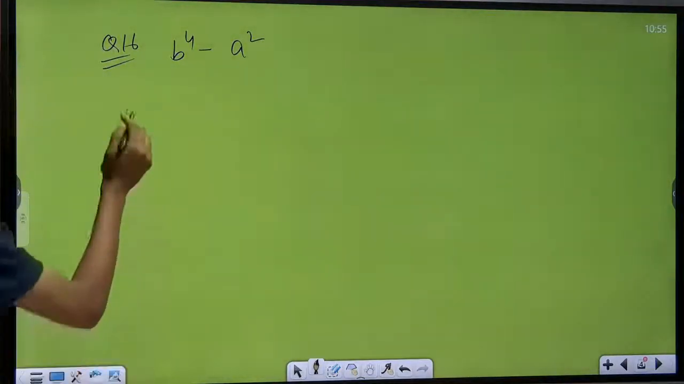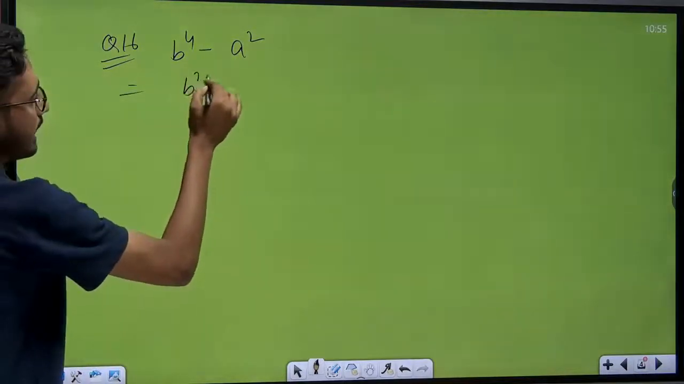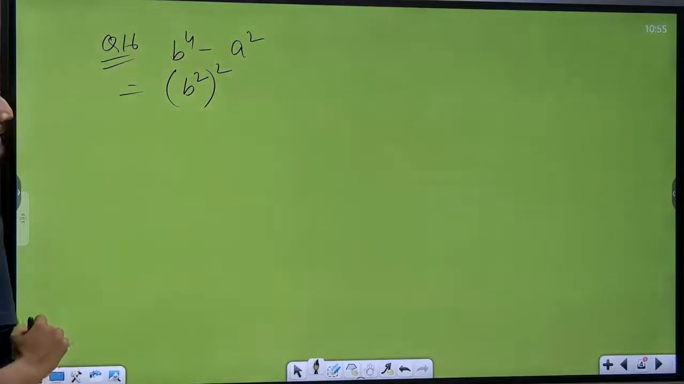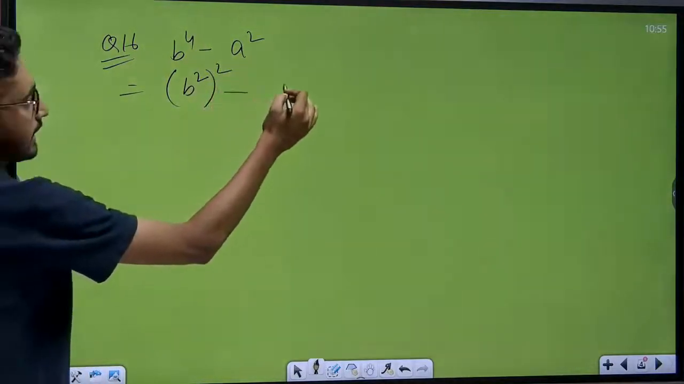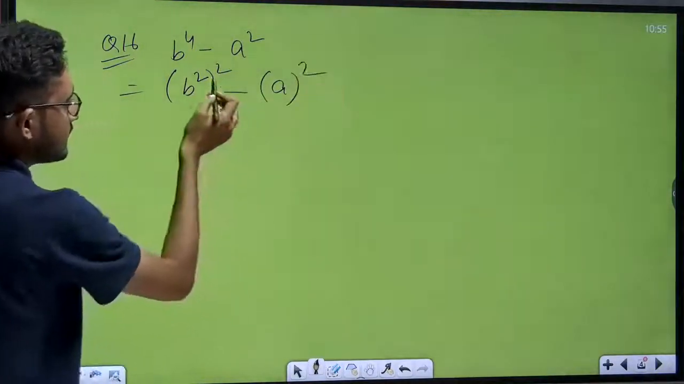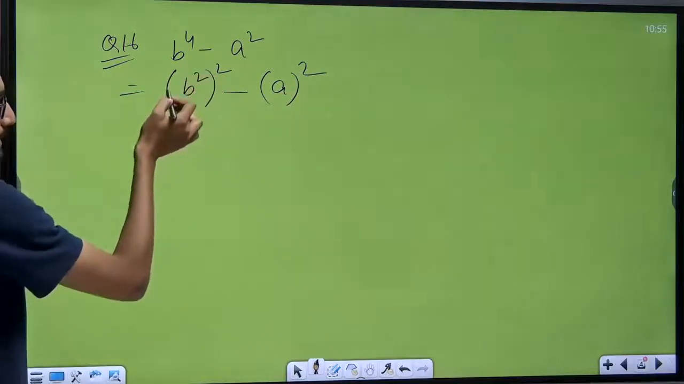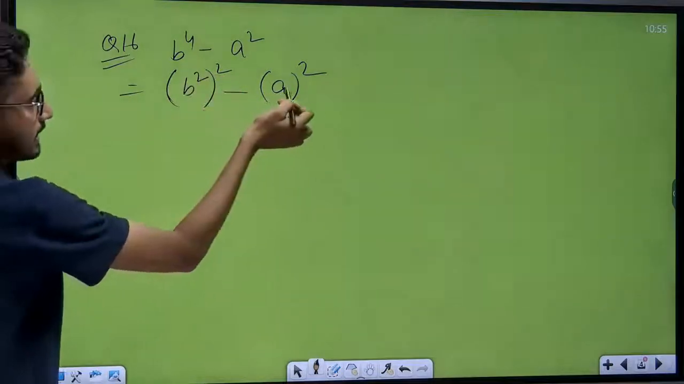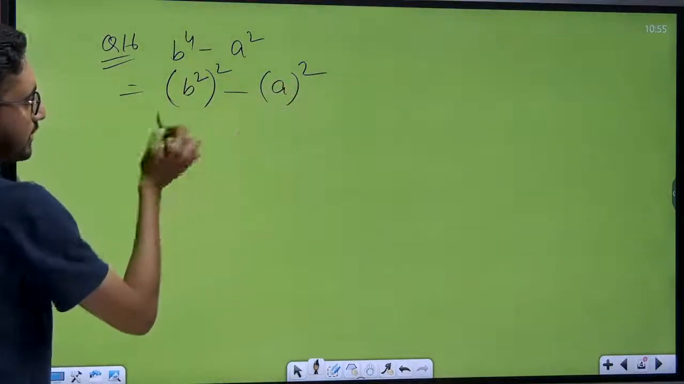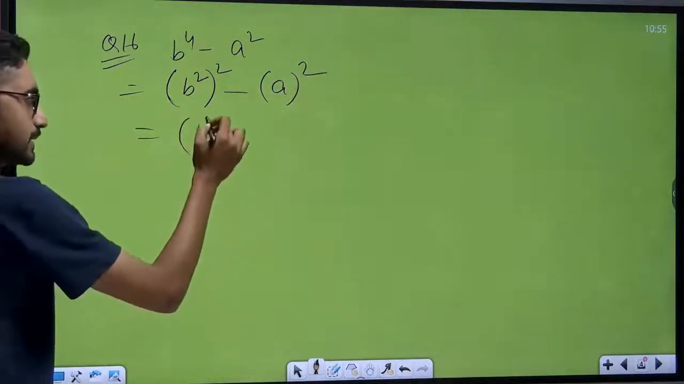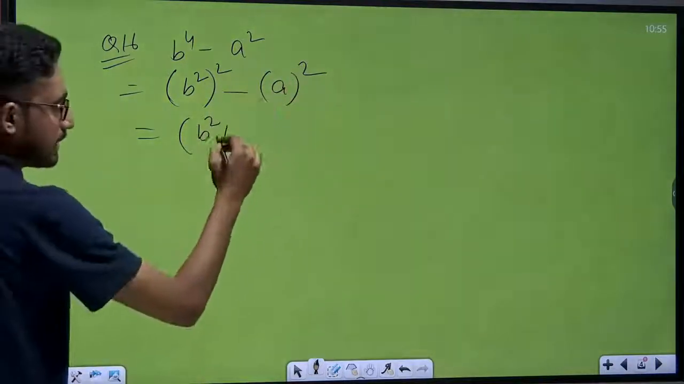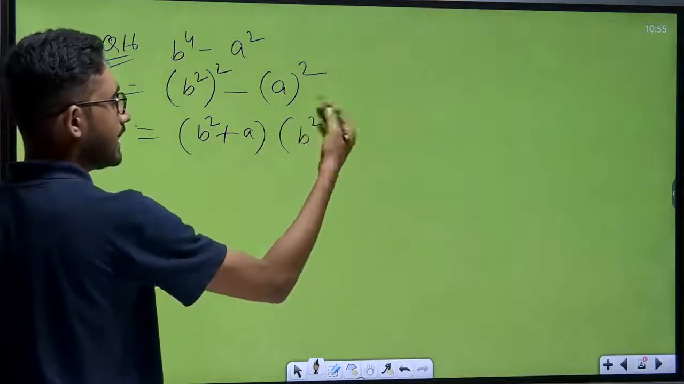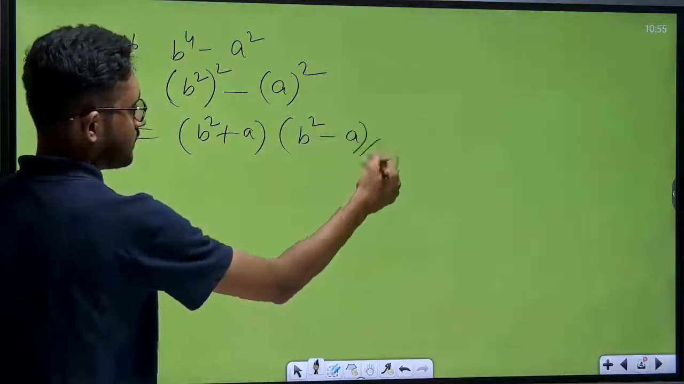Okay, I am doing this question. See, b square whole square, 2 2s are 4. That's why we can break it like this, minus a square. So here this is complete a. This is complete a. All of you check it here. This is complete a and this is complete b. So we can say first number, that means b square, plus second number, and in another bracket first number minus second number. That is the complete answer.